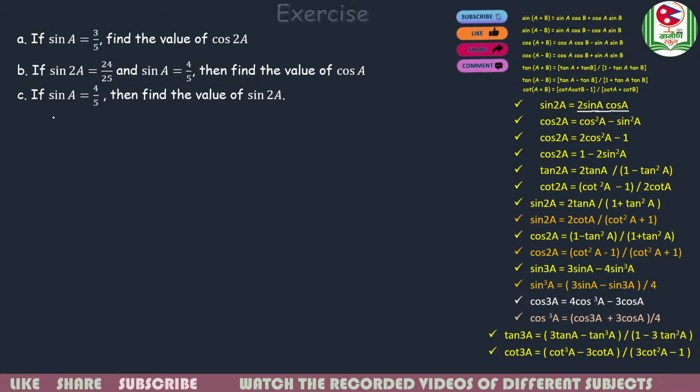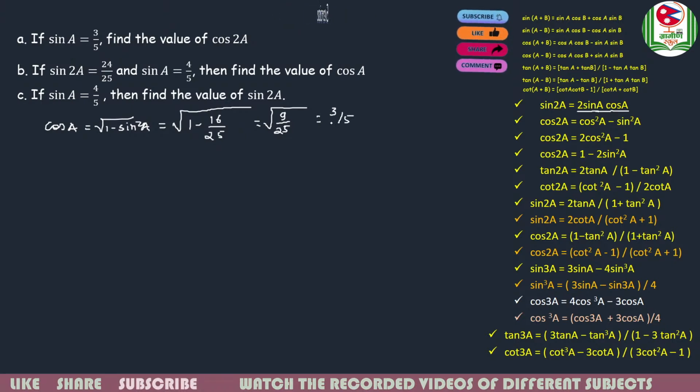Okay, so from the given, sin A equals 4/5. So cos A equals root under 1 minus sin square A. And then from this we can obtain 1 minus 16/25. That's going to be root under (25 minus 16), that is 9/25, and the result is 3/5.